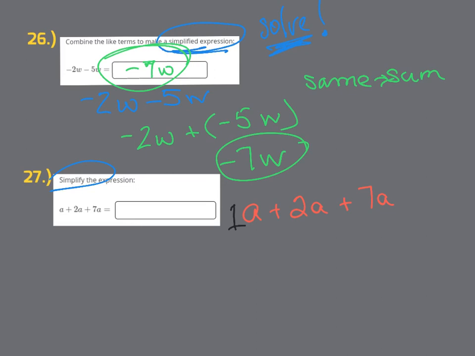So 1A plus 2A, or just plain old A, plus 2A. If I got a chair plus two more chairs, that, of course, is three chairs, or 3A plus 7A. 3 A's plus 7 more A's is, of course, 10A. There's my answer, 10A. Ew, that is icky to look at.